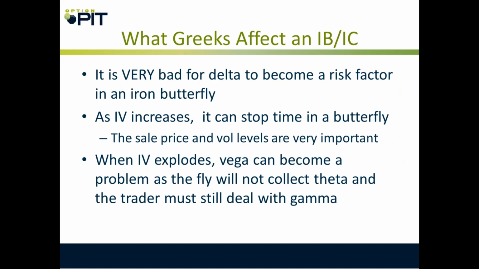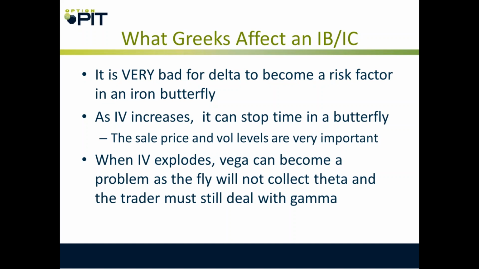So what Greeks affect the iron butterfly and the iron condor? In general, it is as soon as your major risk becomes delta for an iron butterfly or an iron condor for that matter. When you are really paying attention to the direction of the underlying of your butterfly or condor, you're probably not going to make money on your butterfly.